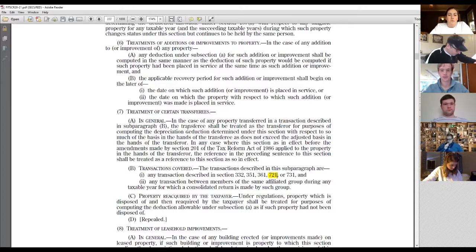So if you have 60 of basis and you have 6 years left in the depreciation schedule, your tax depreciation will be 10 per year, which is what it was if the transferor, the partner, had held onto the property. So it just continues along. And that's maybe intuitive, right? It's a non-recognition transaction, 721. We just keep on chugging along with the same depreciation schedule. Okay, any questions on that?